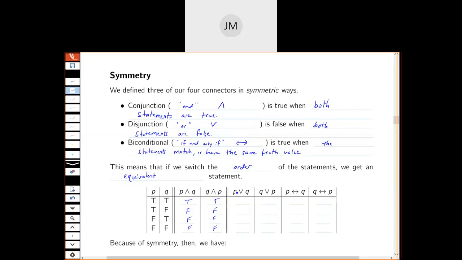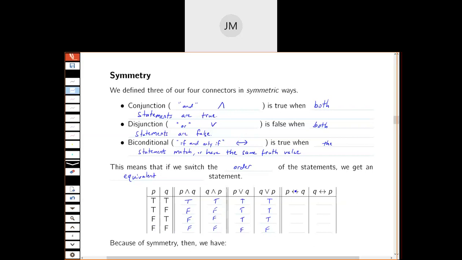The same thing with the or statement. The or statement is going to be false when both statements are false, and true otherwise. So when I have two falses, the or statement is false and it's true otherwise. But for Q or P, I'm looking at the same two rows. When they're both false, I get a false and it's true otherwise. So I get the exact same truth values.